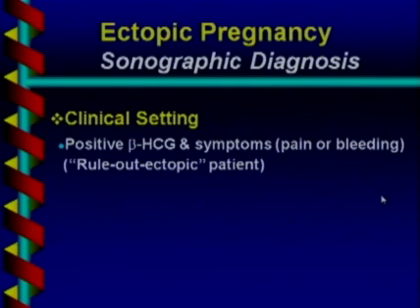before we get into some of the more advanced aspects of diagnosing ectopic pregnancy. The clinical setting in which we do ultrasounds to look for ectopic pregnancy are women who have a positive pregnancy test, in other words, a positive beta HCG test. That's the serum pregnancy test. A woman who has a positive pregnancy test combined with symptoms of pain or bleeding is one in whom we, when we're doing an ultrasound, are doing it to rule out ectopic pregnancy. So we suspect ectopic pregnancy clinically in women with a positive pregnancy test and symptoms of pain or bleeding, and we often call such a patient a rule-out ectopic patient.